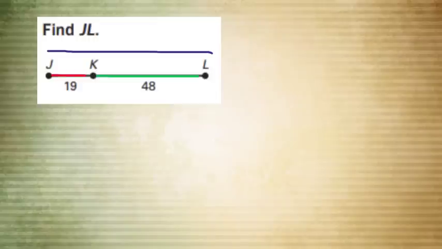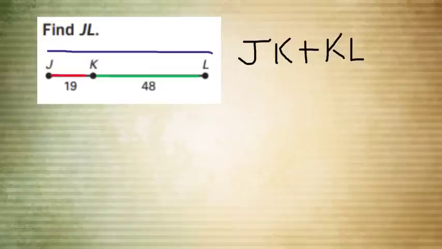So now we are going to try an example by finding the length of JL. Before I look at any of these numbers, I want to write down what the segment addition postulate states, and I think that's a good habit to get into. So this one is segment JK plus segment KL is equal to segment JL. Now I can put some numbers in here.